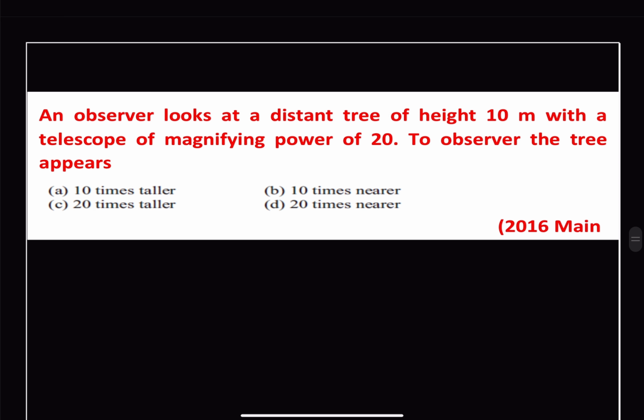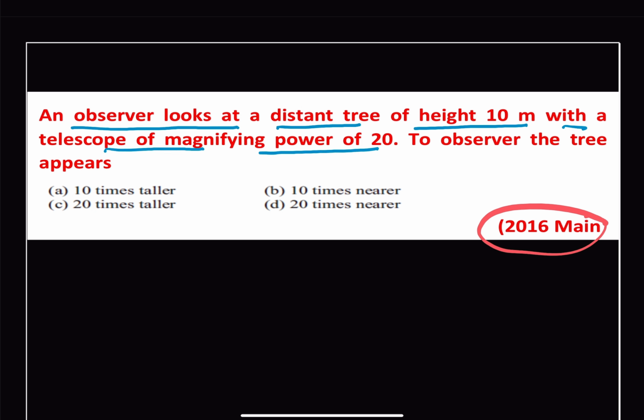It was asked in the 2016 mains, and it states that an observer looks at a distant tree of height 10 meter with a telescope of magnifying power 20. To the observer, the tree appears... We have to find out how the observer is seeing the tree of height 10 meter. So it will be either 10 or 20 times taller, or it will be 10 or 20 times nearer. So these are the options.